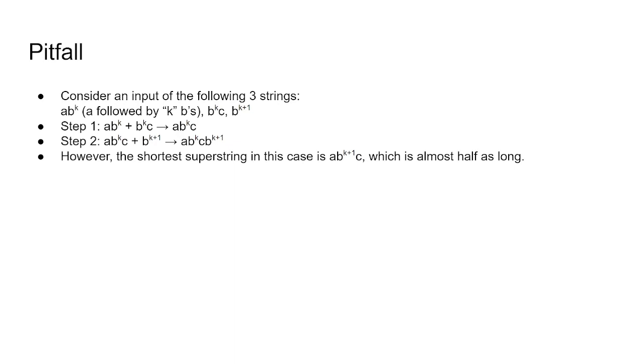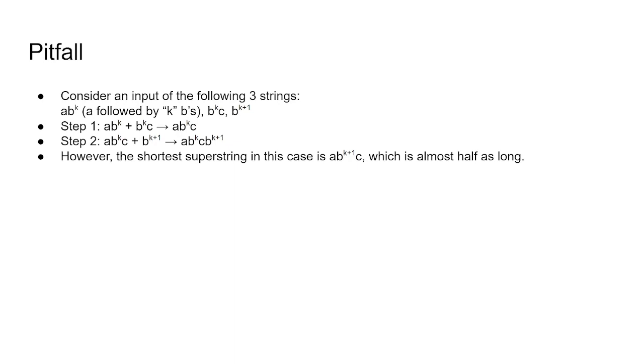So consider an input of the following three strings: A followed by K Bs, K Bs followed by C, and K plus 1 Bs. Following the greedy algorithm, if we pick A followed by K Bs and K Bs followed by C in the first iteration, then the maximum substring would be A followed by K Bs and then a C, right? And we put that back into T. So the only remaining two options would be A followed by K Bs, C, and the last string, which is K plus 1 Bs.